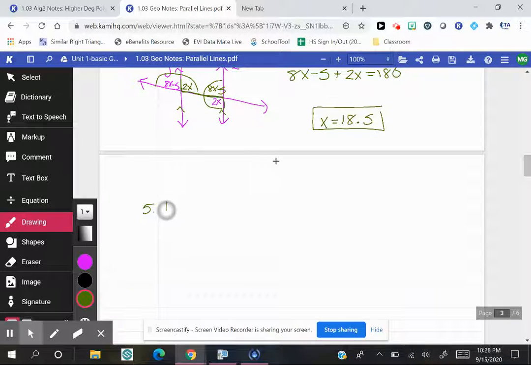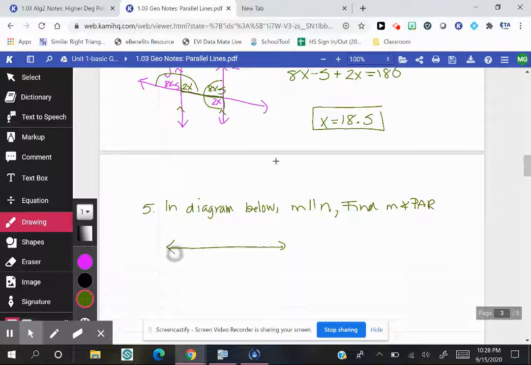And the last one we're going to do today, giving you another diagram. So in the diagram below, M is parallel to N. And I think I'm just going to write in the angles that I'm going to give you, and I want you to find the measure of angle PAR. So I'll keep everything that I'm giving you in green, and then I'll switch to a different color.